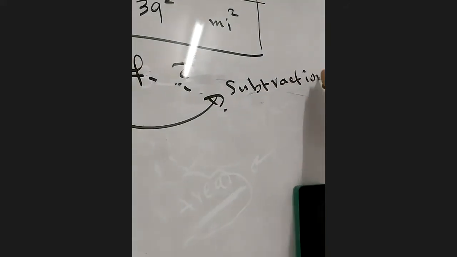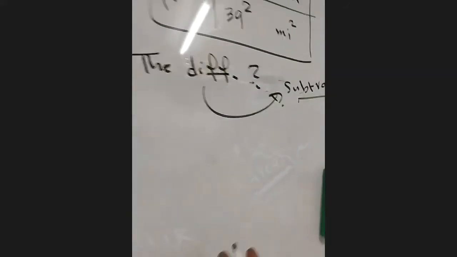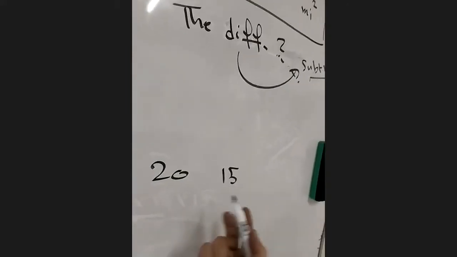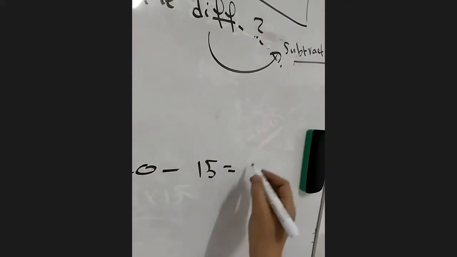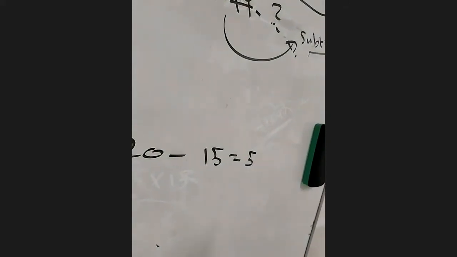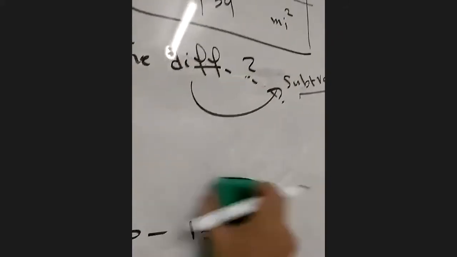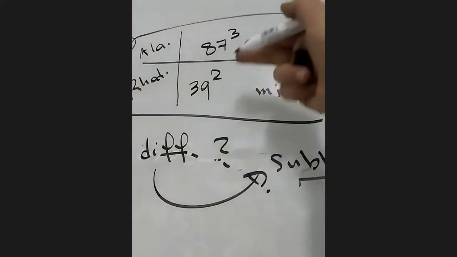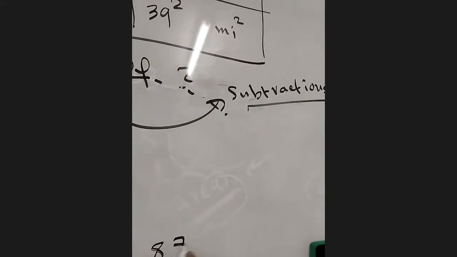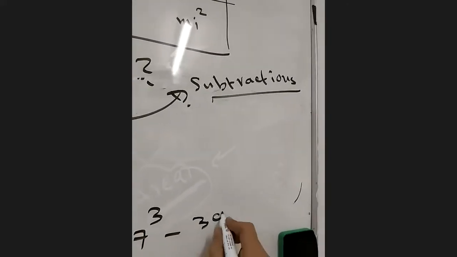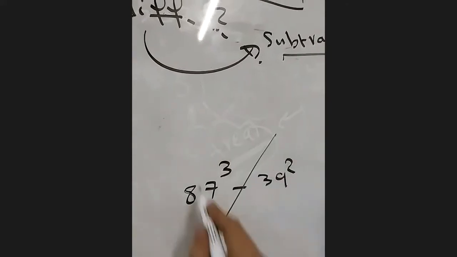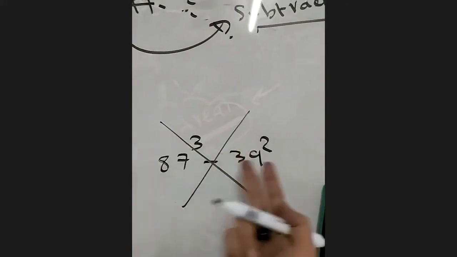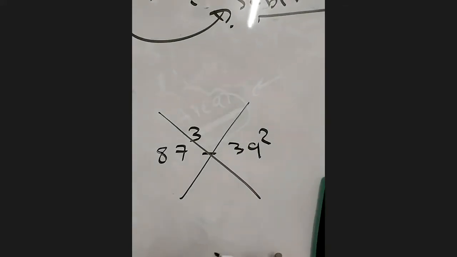The difference means subtraction. When I say, what is the difference between 20 and 15? You will subtract. The difference is 5, right? So the word difference means we will do subtraction. Can we do subtraction in these forms, like 87 to the power 3 minus 39 to the power of 2? No, we cannot do that. We cannot do subtraction if we have different powers and different numbers here, okay?